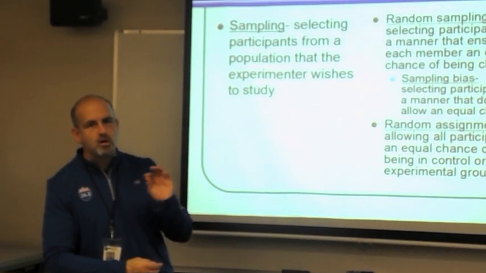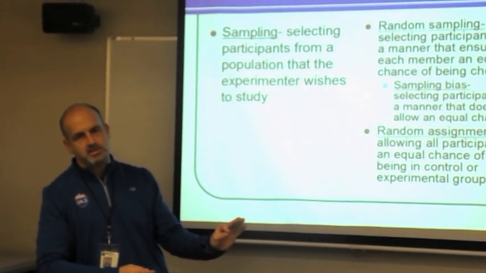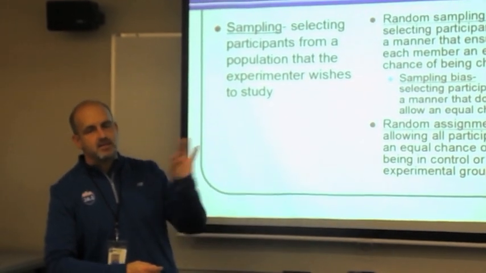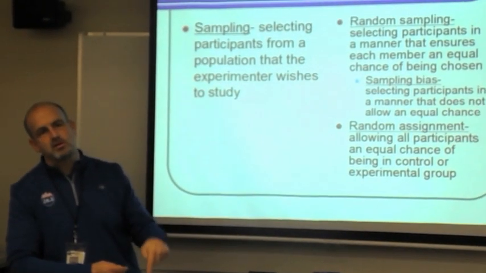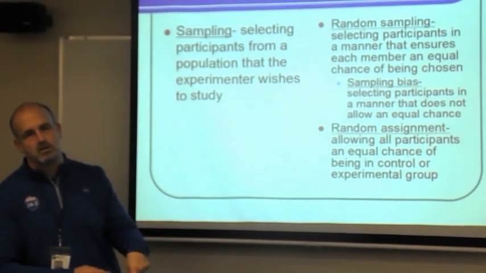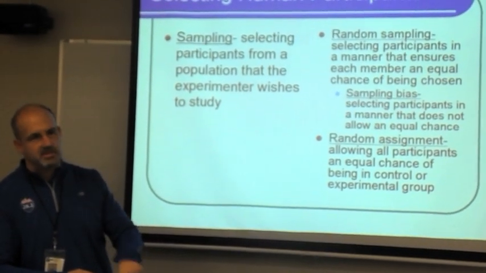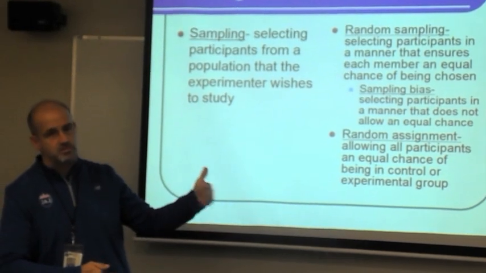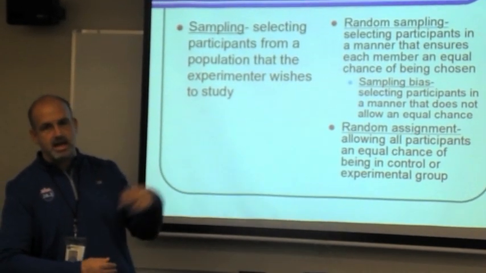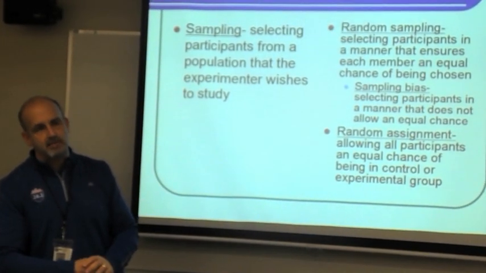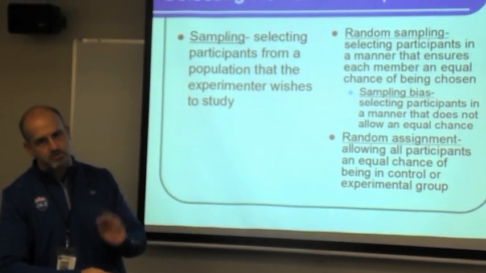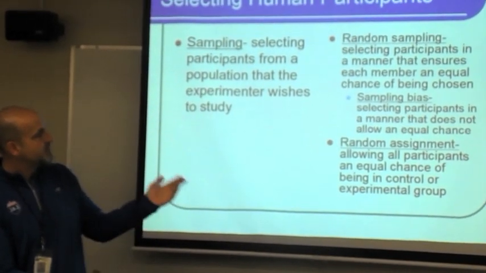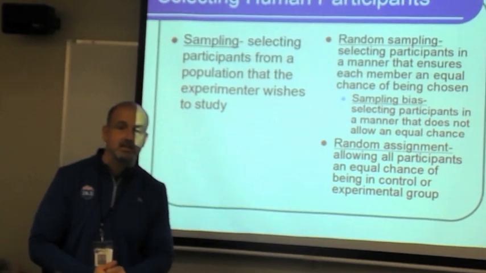That is key. Equal chance. No favoritism, no hand-picking. If you have 500 kids, then every one of those 500 kids in that high school has a chance of being chosen. Same chance. Now you can do it computerized, which is the new trend. Put everyone's name in a hat. Whatever you want to do, but everyone's name has to be in the hat. Equal chance. Now, sampling bias is when you just go hand-pick your kids.